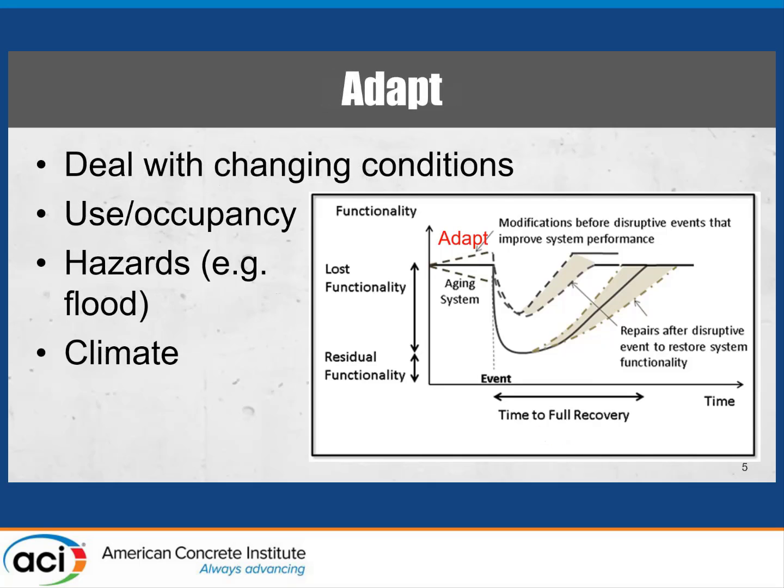And finally, adapt. And this really fits very well into Julie's last response to the question: how do you deal with changing conditions? I've got it shown here on the chart as improving the functionality before an earthquake, but that's really a little simplification of the problem. It's more than that. What do you do about use and occupancy? After all, we don't want to design buildings like the strip mall down the street that's 20 years old and we tear it down and build something new. On the other hand, in 20 years, we might not need that strip mall anymore.